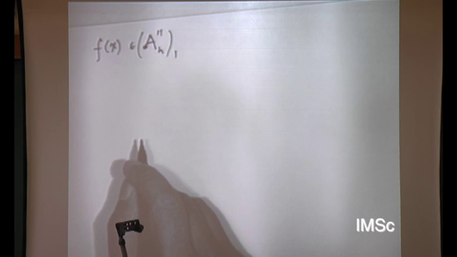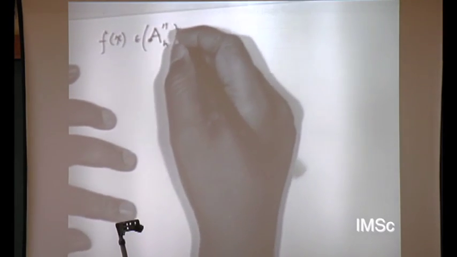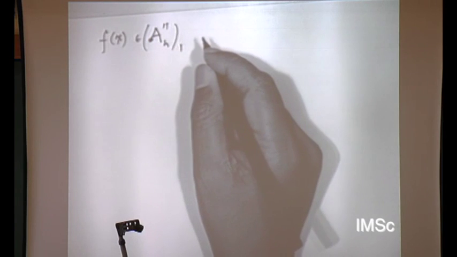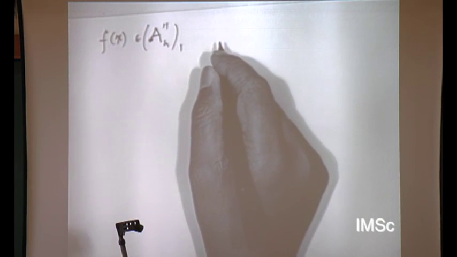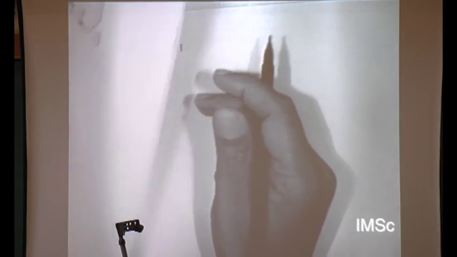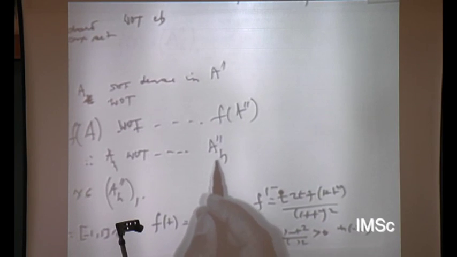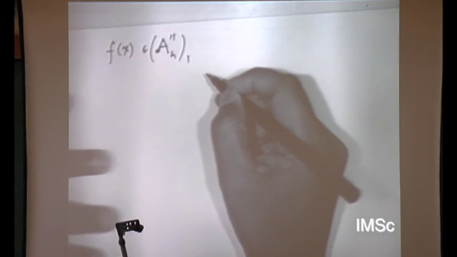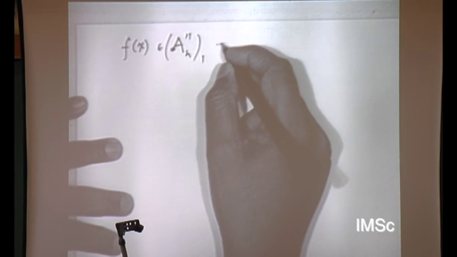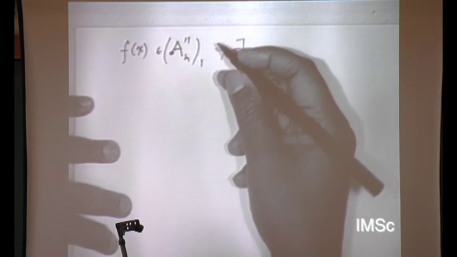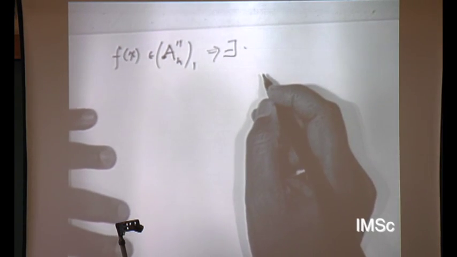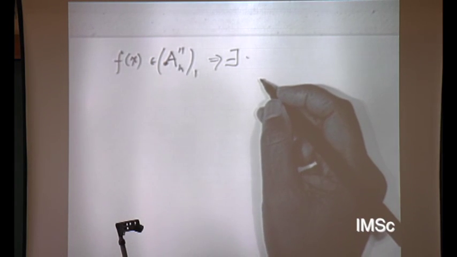And by what you know, anything in A double prime_h can be approximated WOT by things in A_h. So what did you show? Anything in A double prime_h is a WOT limit of things in A_h. So you can find, there exists a net B_i. And actually, since you are in bounded sets, even sequences will do.